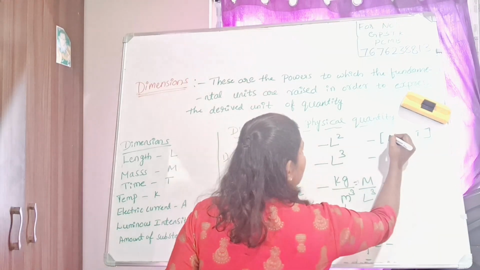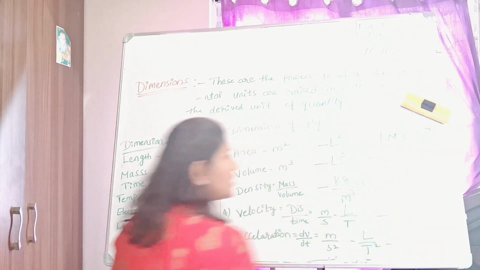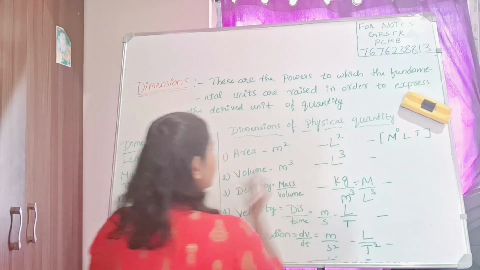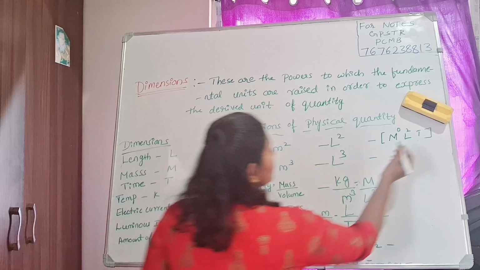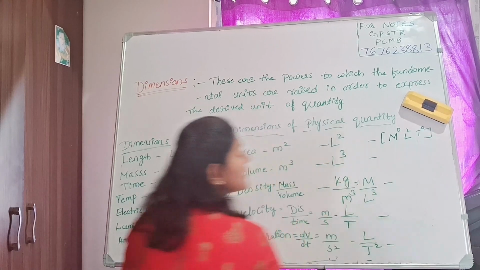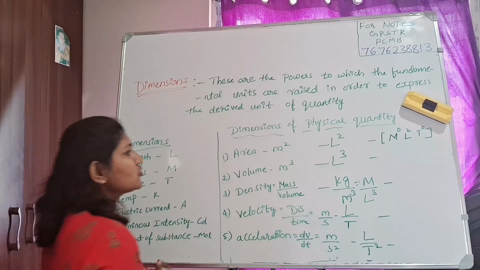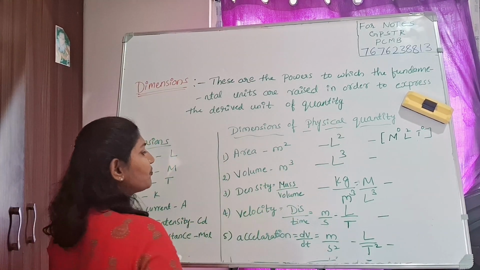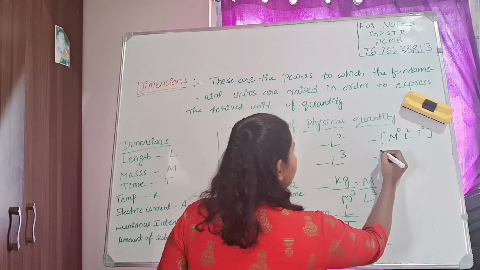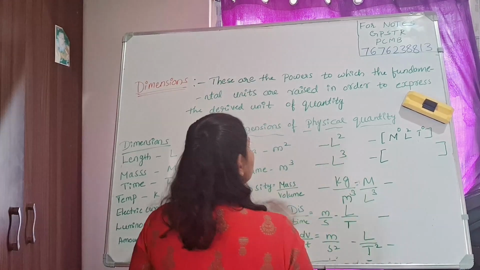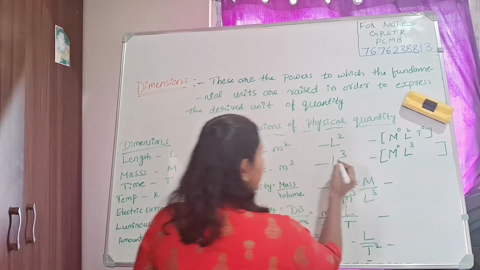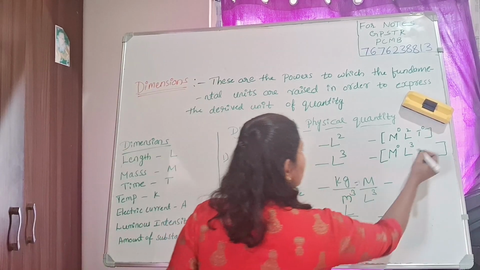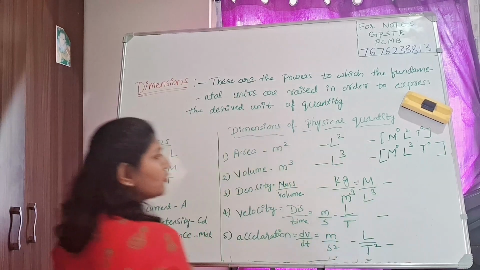If there is mass, you write M. If there is no mass, M raised to 0. How many L here? Meter square means L square. Is there any time? If there is no time, write 0. These are the powers. Same thing for volume, meter cube. For dimensions of volume: no mass, L cube because meter cube is L cube, and there is no time, so you write 0 power for that.